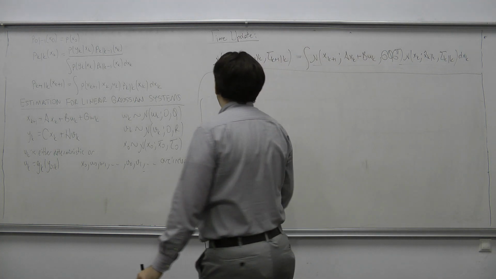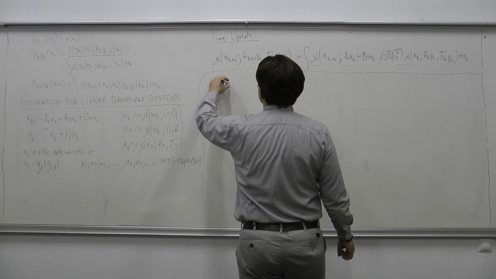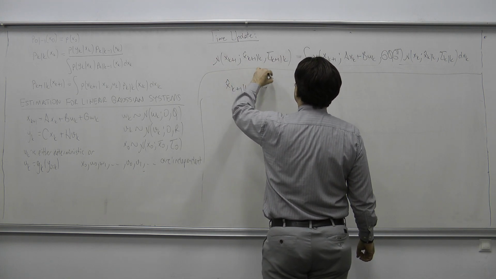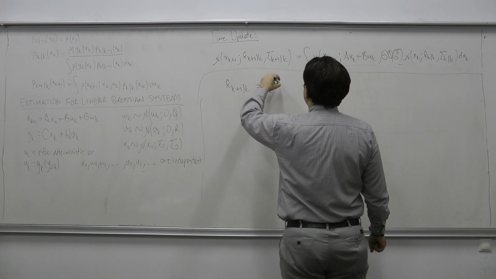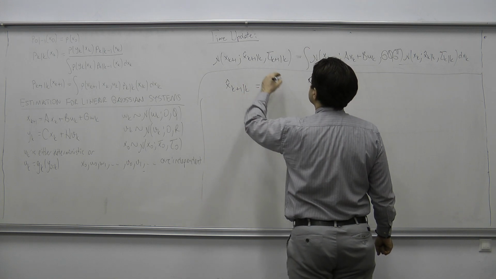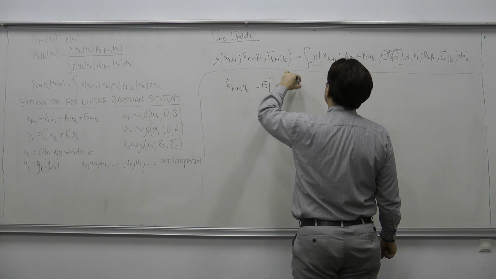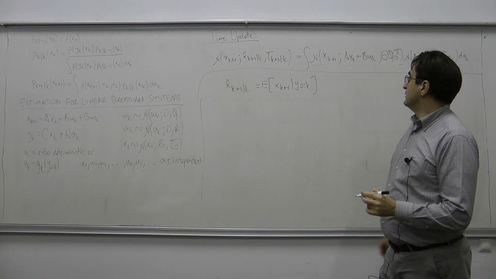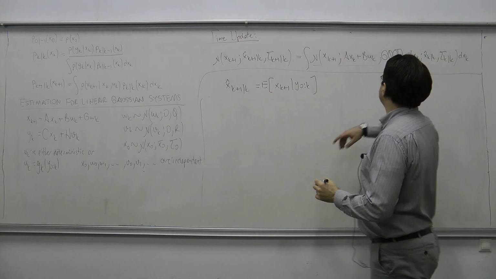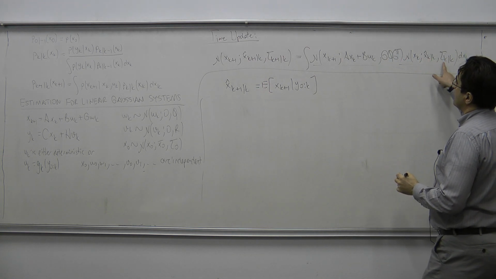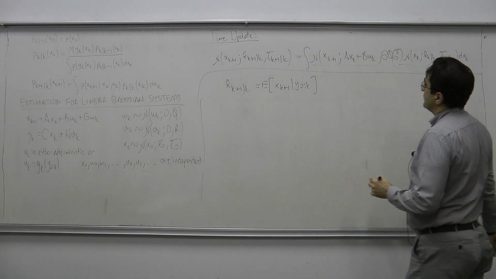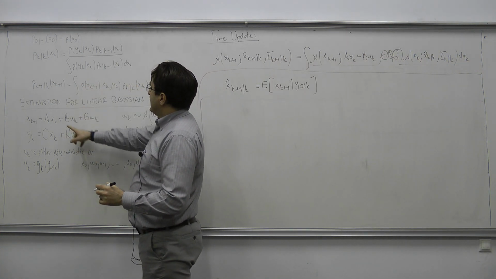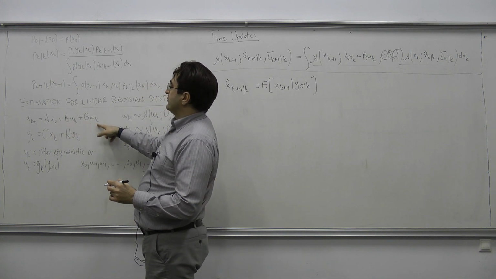So now what do we have to do? I need to calculate this mean, x hat k plus 1 given k. This is defined as the expected value of xk plus 1 given y0k. This is the definition of this mean. And I need to calculate it in terms of this mean and the covariance and the prediction parameters. So I have here xk plus 1, and I know that the xk plus 1 formula is this one.